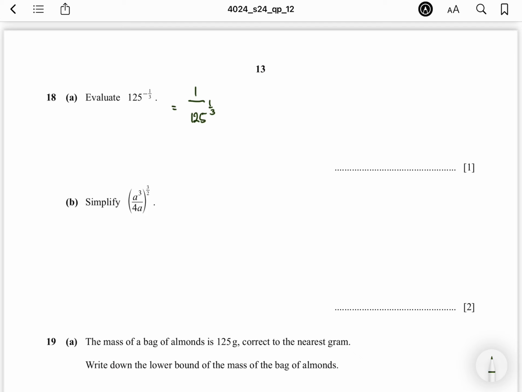Okay. And then the fraction, the fractional index, the denominator represents the root. The numerator represents the power. Very good. Okay. A M over N. This one represents the root. This one represents the power. So that means this one is a cube root of 125 to the power of 1.